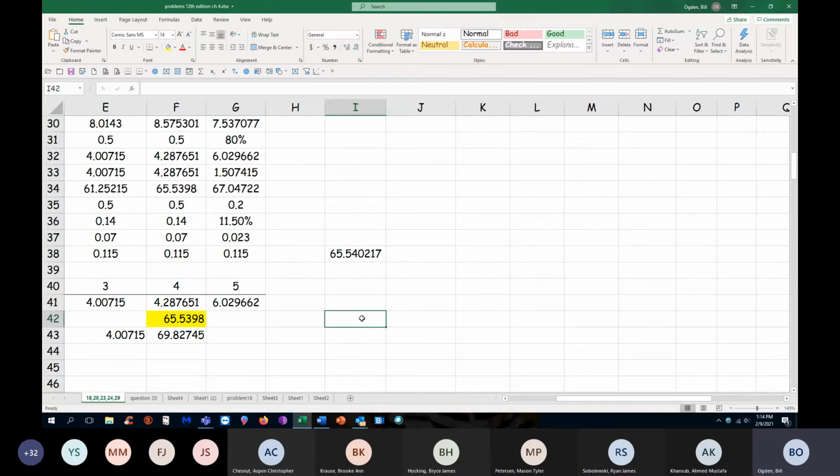We can also do, and like we'll see, so it would be $6.0297, and that would be divided by 11.5% minus the growth rate, which at this point is 2.3%, and that would give me the same number.